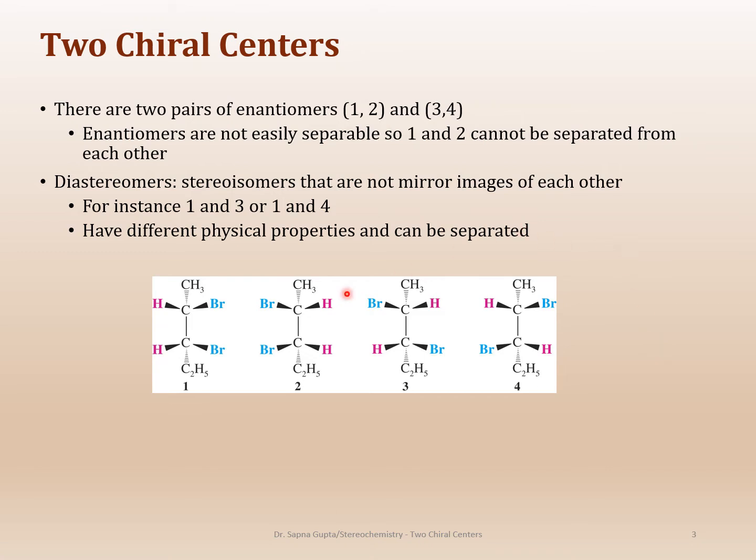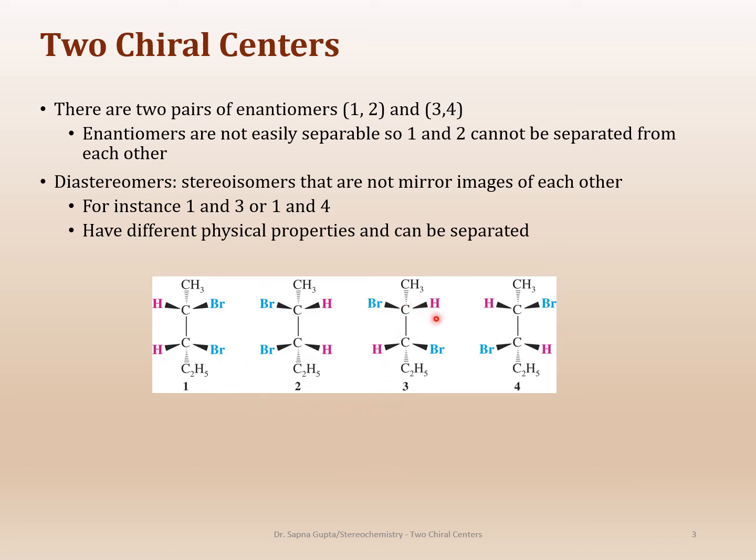So let's look at this compound over here, which has two chiral centers. So compounds 1 and 2. Let's look at these two first of all. 1 and 2, these are mirror images of each other. You have 4 carbons, 1, 2, 3, 4. And in the middle two carbons, you have bromines attached to it. So this is one set of enantiomers.